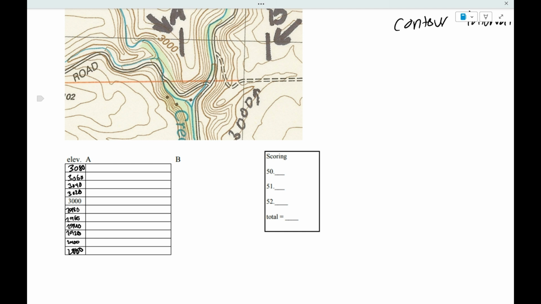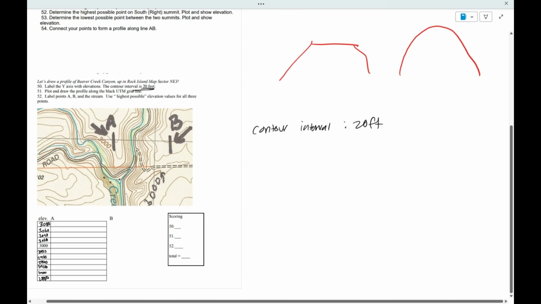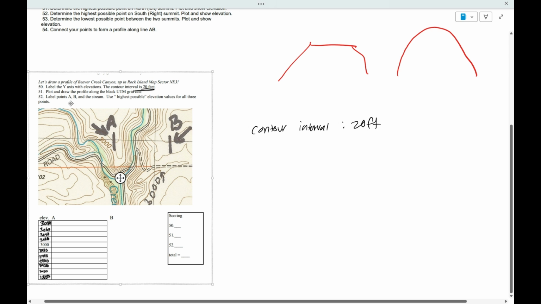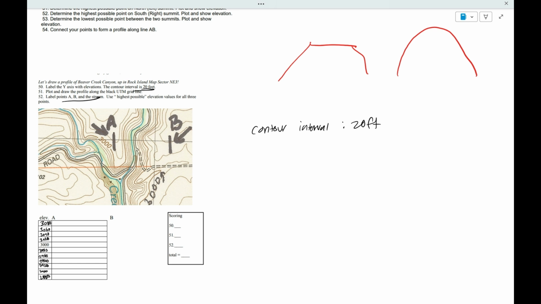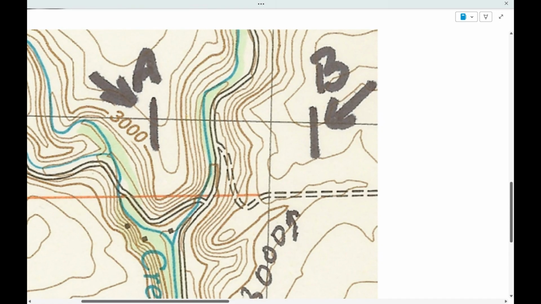All right. And what you're going to do here is you also want to label where the stream is. And yeah, it does mention that label point A, B, and the stream. All right. So feel free to pause this video, give this a shot, and yeah. All right, so hopefully you guys tried it out. And I kind of wanted to show what the paper way of doing this would be.